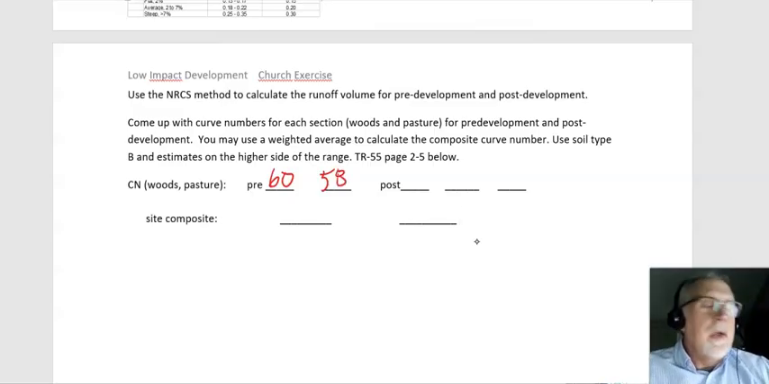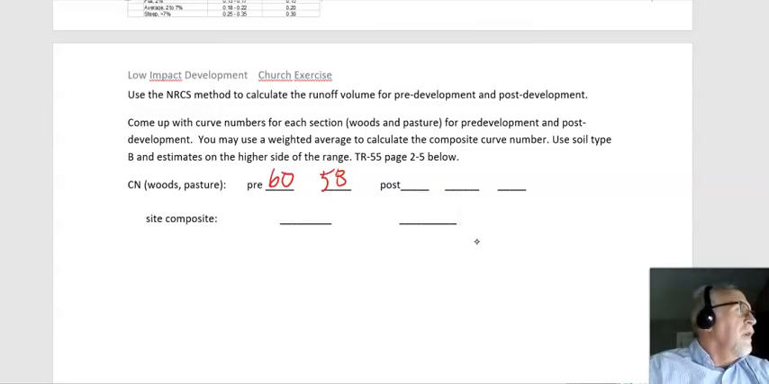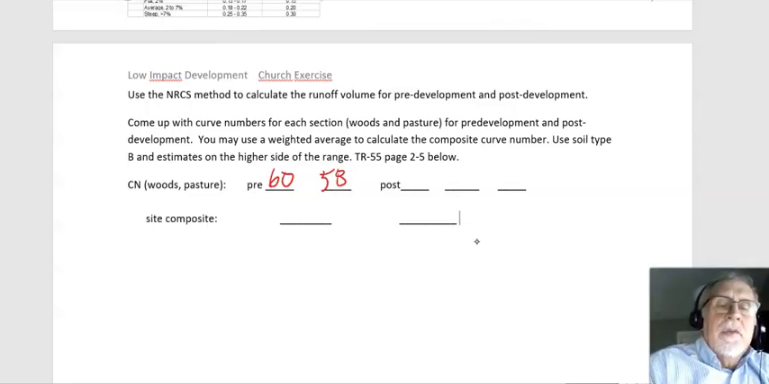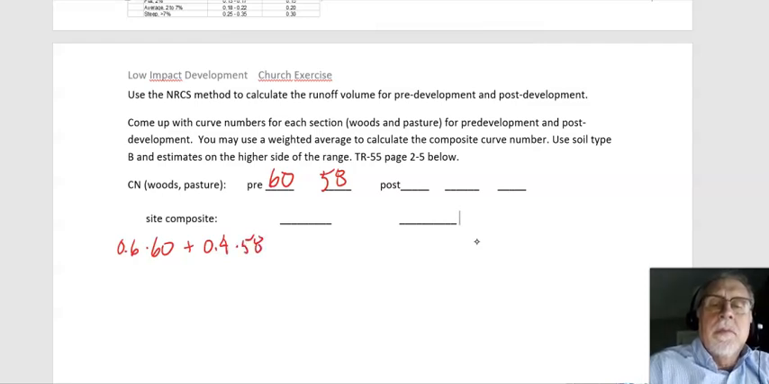So I'm going to do a composite of that. The left hand side is 60% of this site, so 0.6 times 60. The right hand side is 40% of the site, plus 0.4 times 58. Well, it's going to be almost halfway between those two, right? Yeah, and so it turns out to be 58.4.